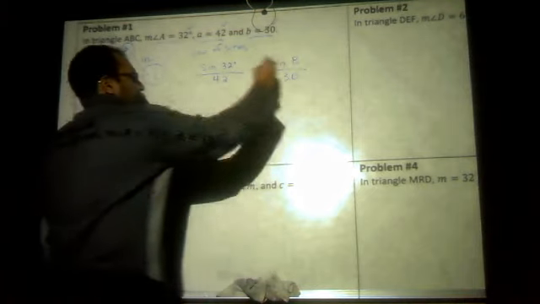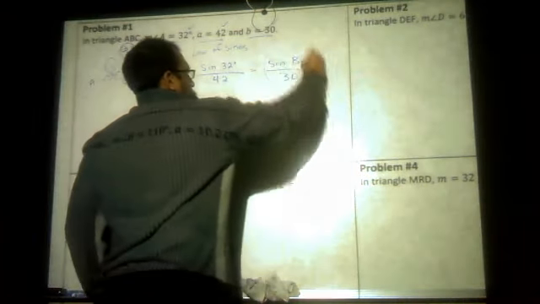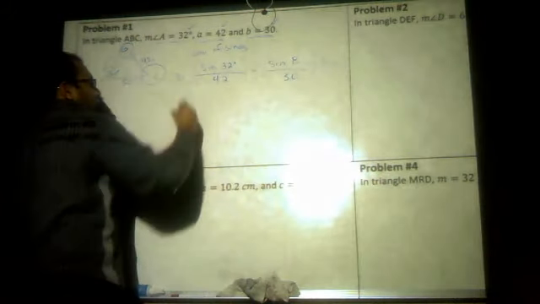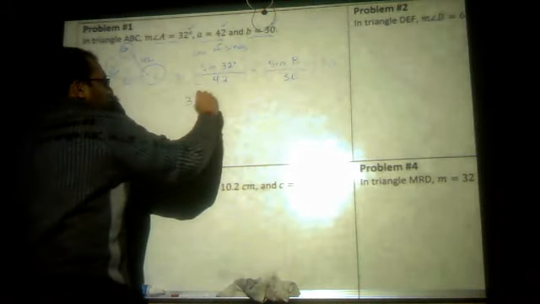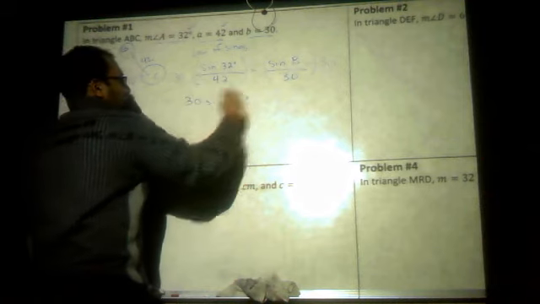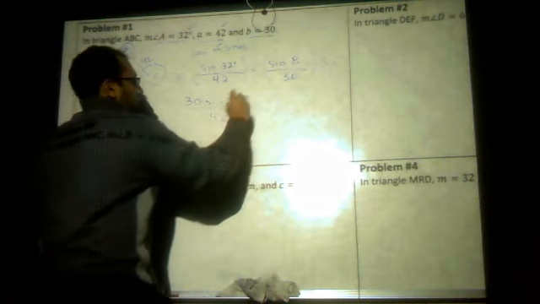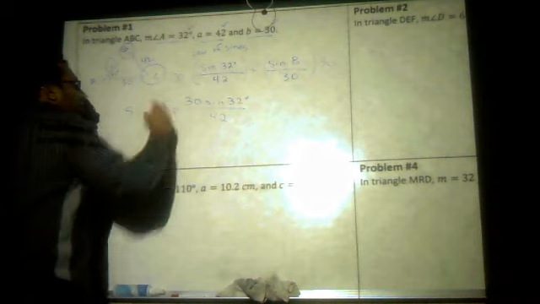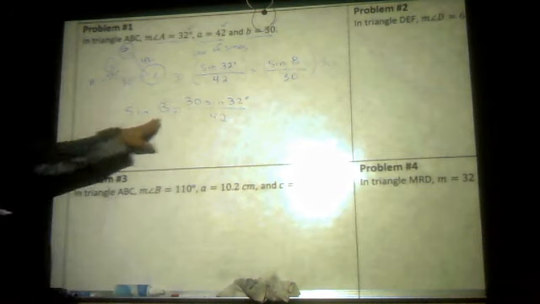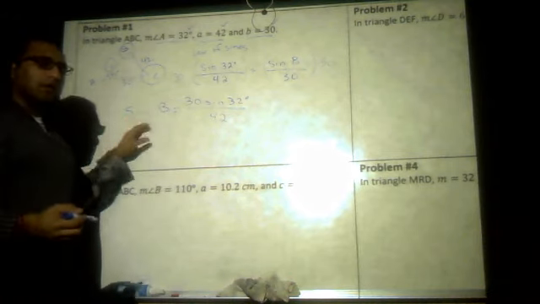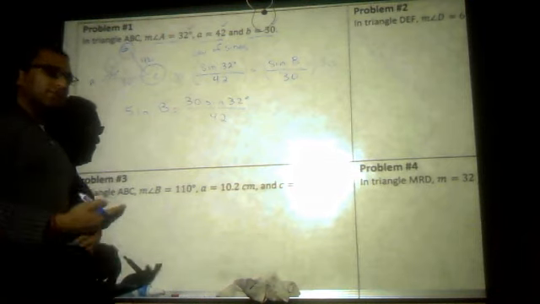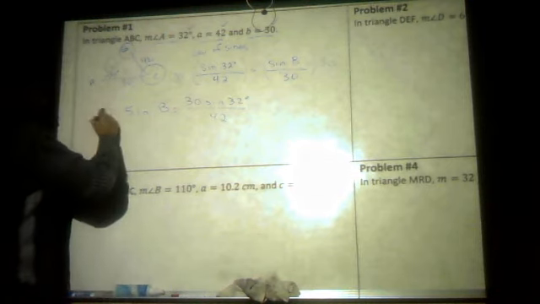So let's do that. How are we going to solve for B? Well, we have to multiply both sides by 30. When you do that, you're going to get 30 times the sine of 32 degrees divided by 42 is equal to the sine of B. Well, how do I solve for B? To undo the sine function, how do you undo the sine function? You take its inverse.